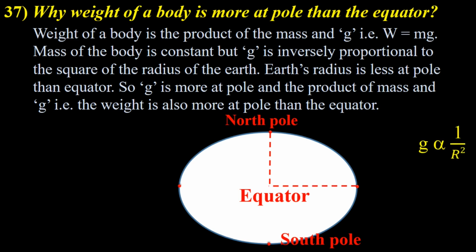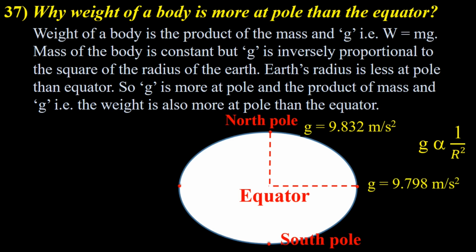We know that g is inversely proportional to the square of the radius of the Earth. Since the radius of Earth at North Pole is less, the value of g is more, and it is found to be 9.832 meter per second square at North Pole. Since the radius is more at the equator, that's why the value of g is less. It is found g equal to 9.798 meter per second square.